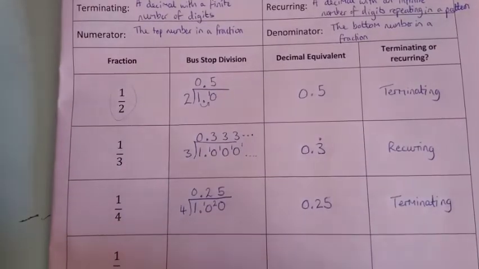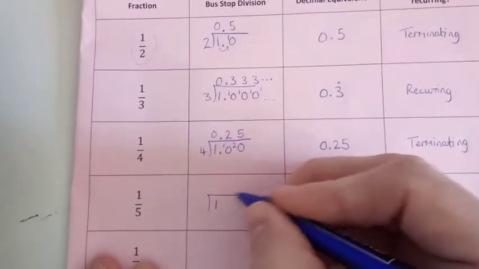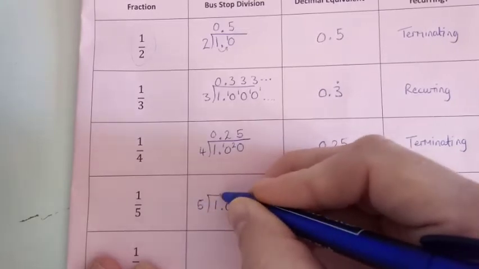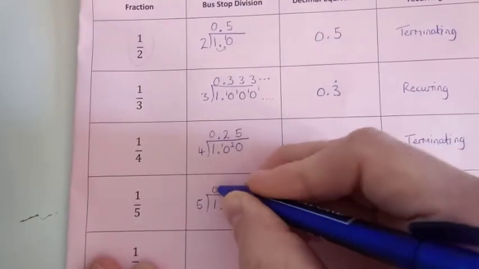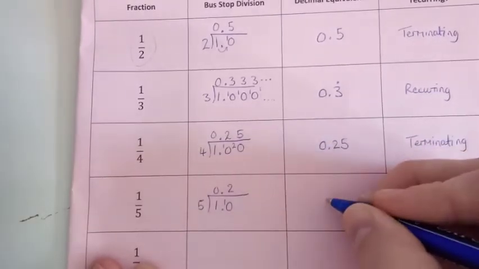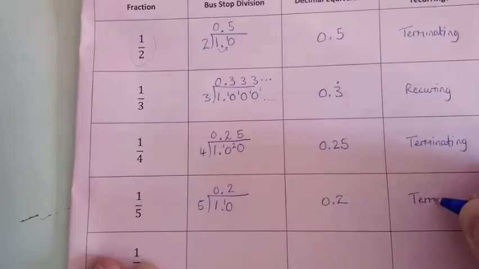Okay, 1/5. That's 1 divided by 5. I'm going to make it 1.0. How many 5s go into 1? None. How many 5s go into 10? 2. So this is 0.2 and therefore terminating again.